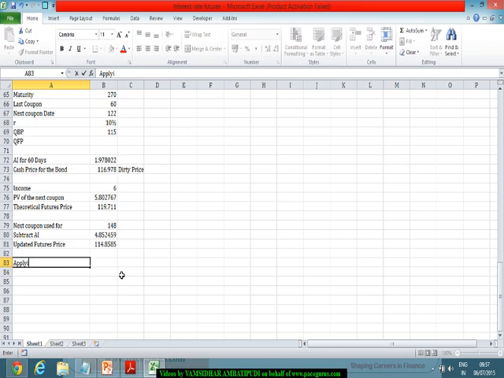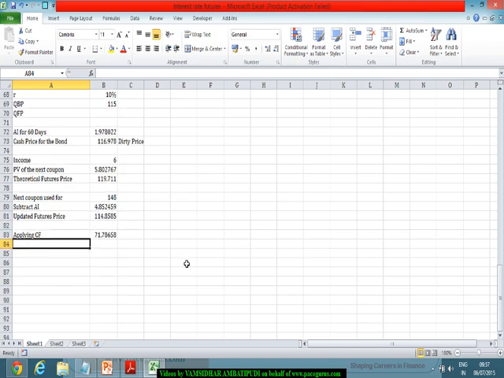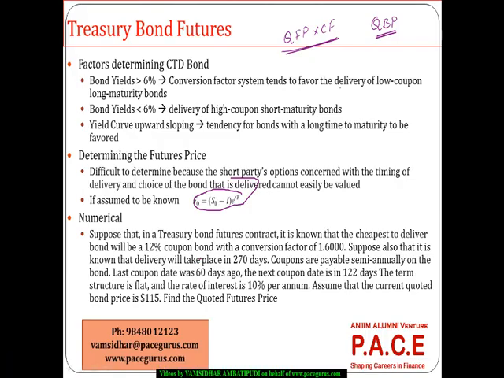Now applying the conversion factor, the updated futures price divided by the conversion factor 1.6 should be the typical quoted futures price for this kind of bond. So this is the way we compute the quoted futures price. From the bond we find the accrued interest and then the cash price of the bond, and based on that we find the futures price, and the obtained futures price we adjust for the coupons that are still pending, and on that updated futures price we divide by the conversion factor to arrive at the quoted futures price. So that's the way of computing for a treasury bond futures.